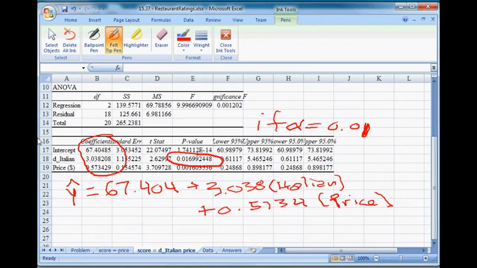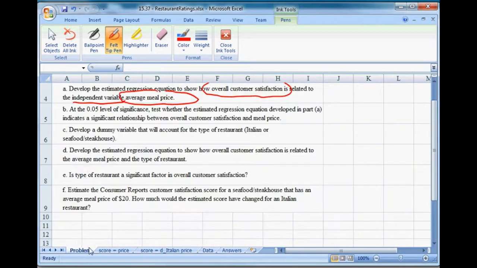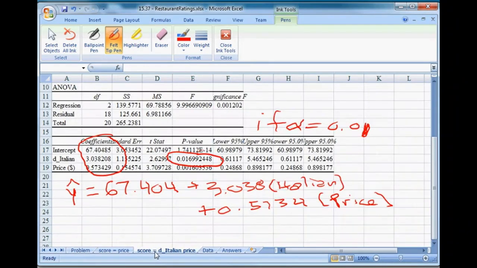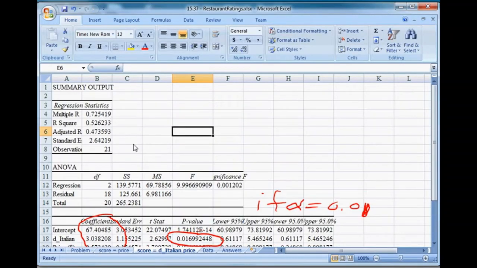So, I'll cut it short there. Do part F yourself. Just plug in $20 to the low price. Stay tuned. I'll do some more stuff soon. Thanks. Bye.